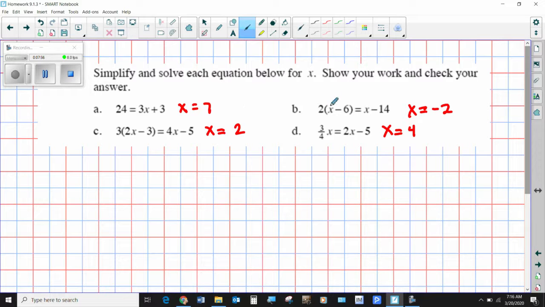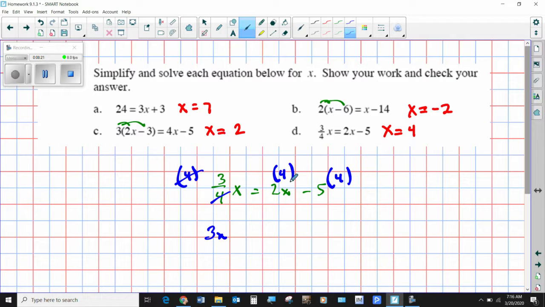These are pretty straightforward, sending in the dive bombers here and then solving for x. Probably D is the one where students may struggle, so let me work this one out for you. 2x minus 5. Okay, so I don't want to deal with that fraction, so I'm going to choose to multiply every single term times 4 so that the 4 cancels out with the 4 here, leaving you with 3 x's. Nothing cancels here, so it becomes 8 x's, and nothing cancels there, so that becomes minus 20.